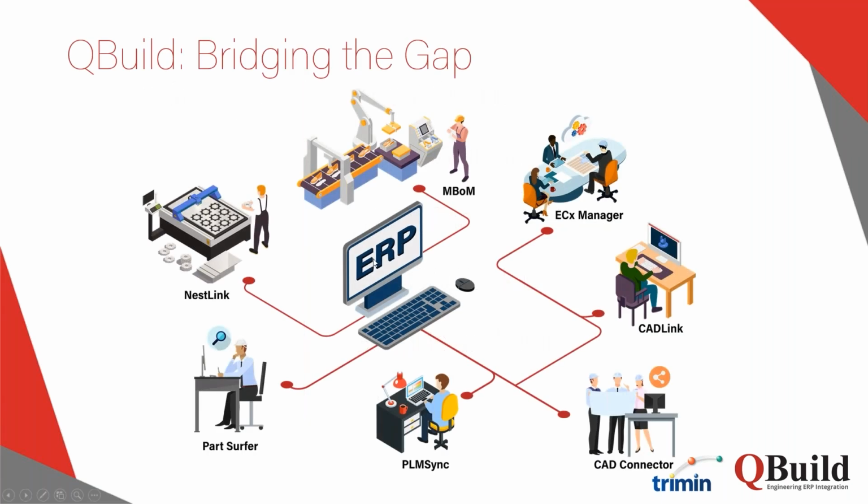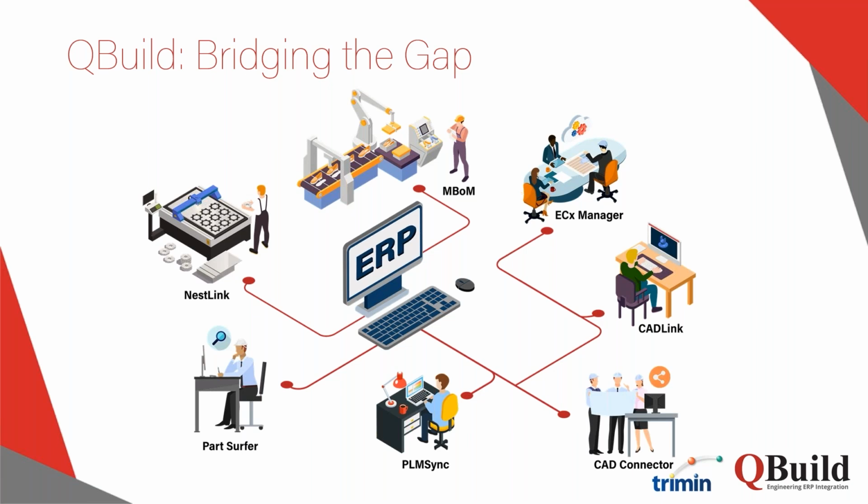So firstly, quick introduction to QBuild. Who are we? What do we do? So QBuild, we're a software development company. We focus on engineering software and production software integration to ERP. So really focusing on connecting systems and departments across the company and bridging those gaps between those systems to allow for more automation, more time given back to your team's day, and less time spent on tedious tasks such as manual data entry and worrying about things like accuracy of data.